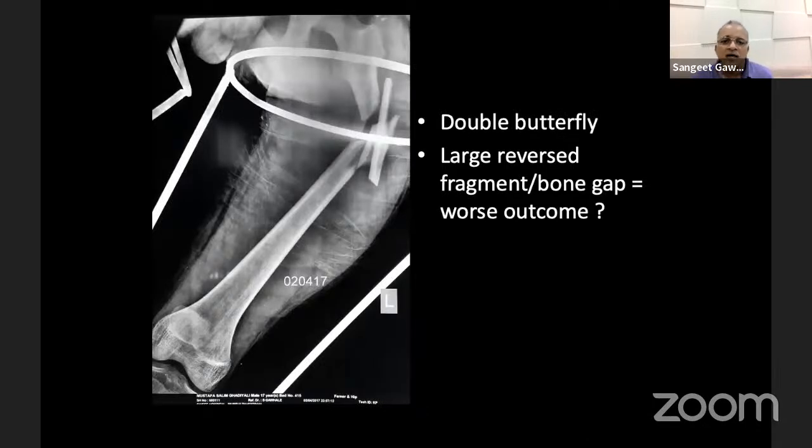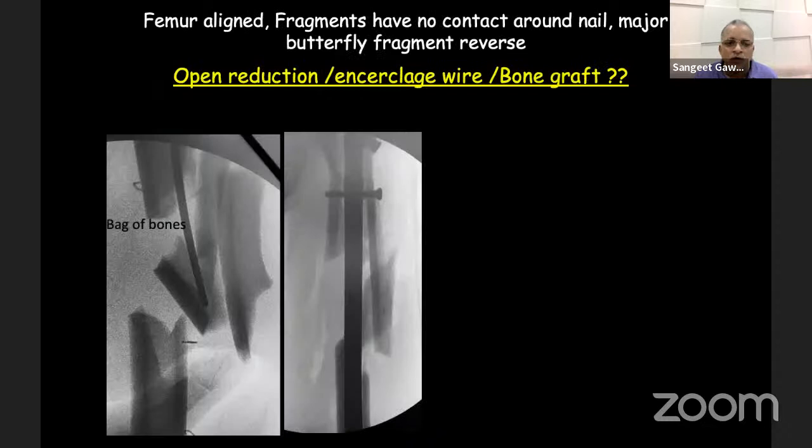Double butterfly, where you see a segment which is split into two, has here a large reversed fragment, and once you nail it, there will be a large bone gap, and that will have tremendous strain on the bare part of the nail, and that will have a worse outcome. In those situations, the union rate normally of a femur in a diaphyseal area is about 98%. So here, in the presence of comminution, where the fragments have displaced, they are away from the nail, it reduces by about 6 to 8%.